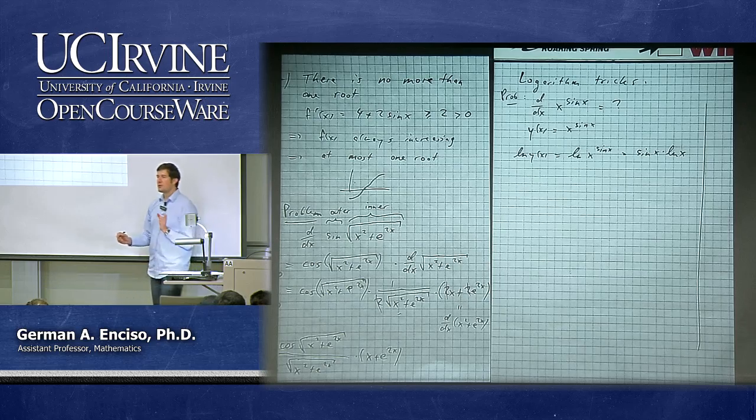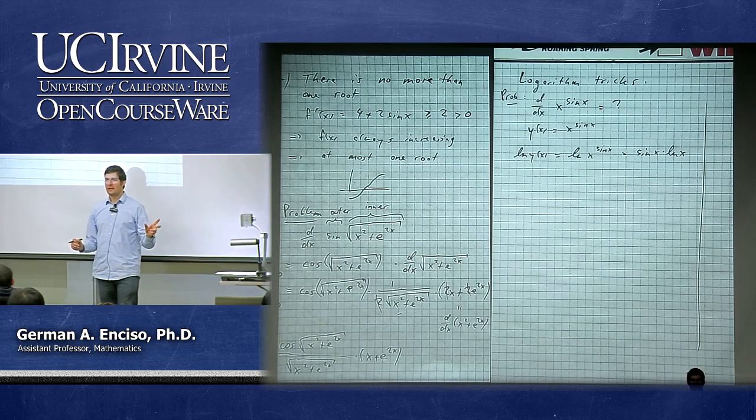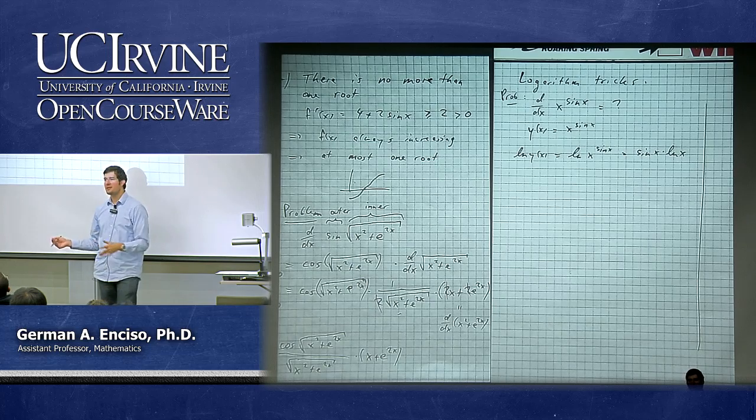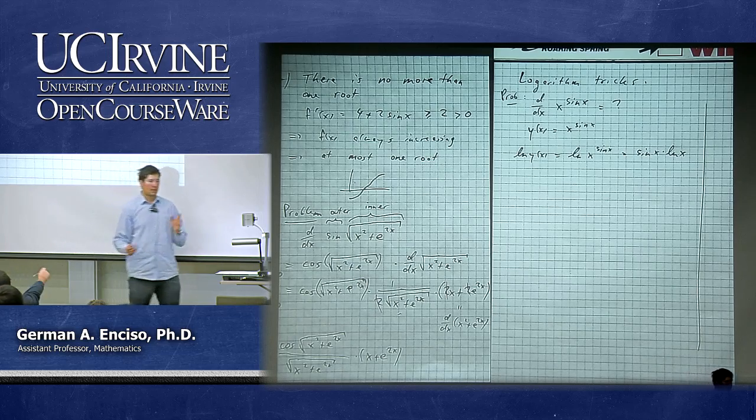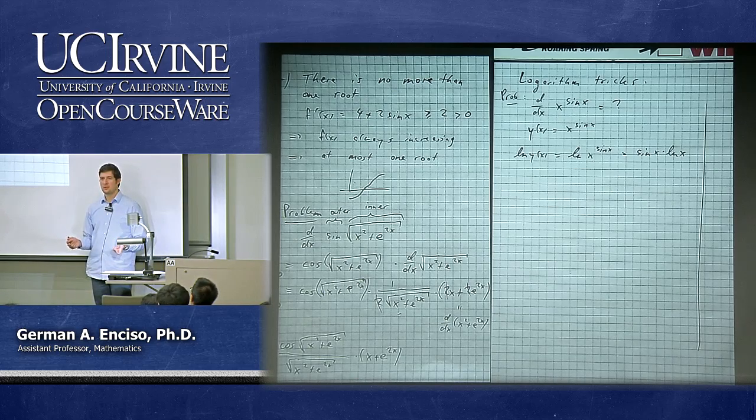Okay, so now we can differentiate on both sides. The derivative on the left hand side is actually the tricky one. On the right hand side is a product rule, no problem. The left hand side is something that we call implicit differentiation. You don't really know what the function y of x is, but you're still taking the derivative.